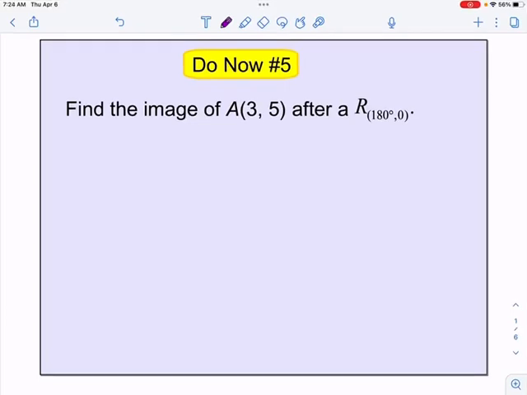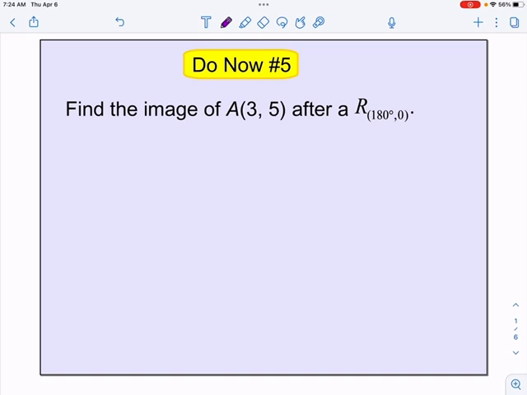Okay, this video is going to be for section 8.5, so you'll need your Do Now answer sheet and your note packet. So for Do Now number 5, we want to find the image of (3, 5) after a rotation of 180 degrees about the origin.